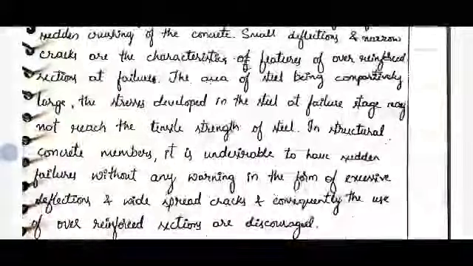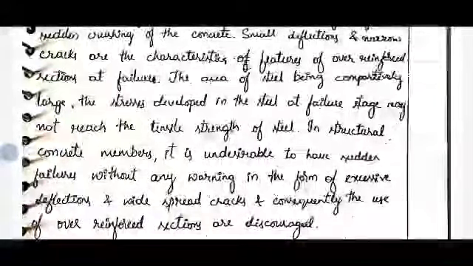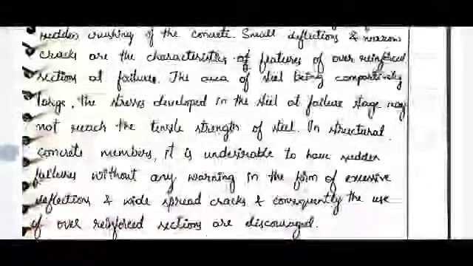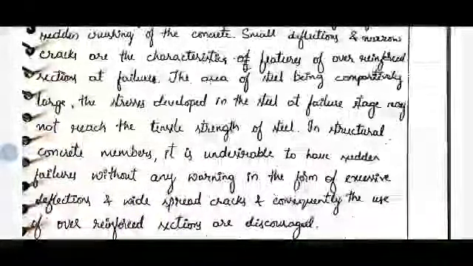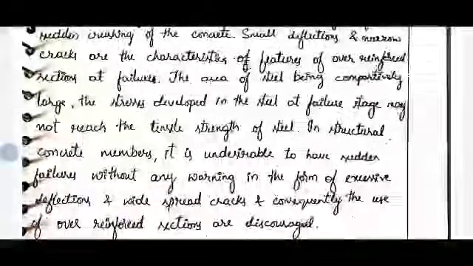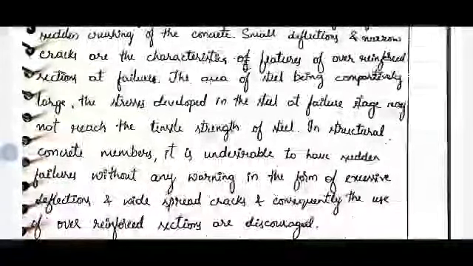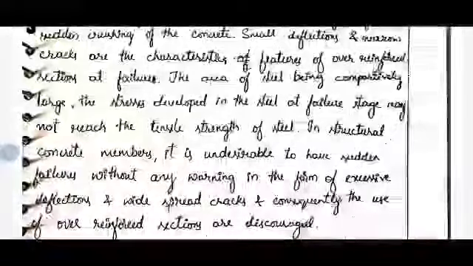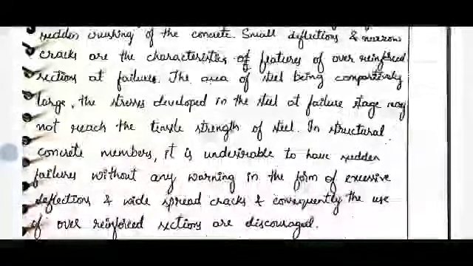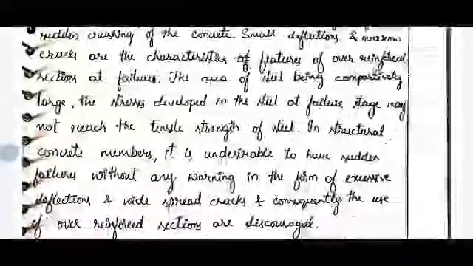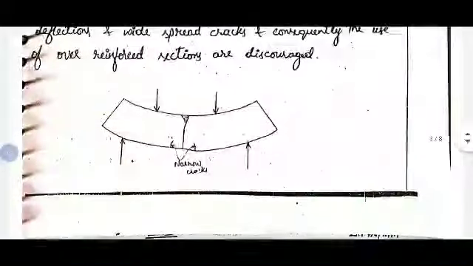That means the steel will not take the stresses to its extreme capacity. If the steel is able to take a load of 100 kilonewton, the concrete will not be ready to give that 100 kilonewton for the steel. The concrete will fail at 75 kilonewton itself. So the steel will get a sudden failure. So that is due to over reinforced section.